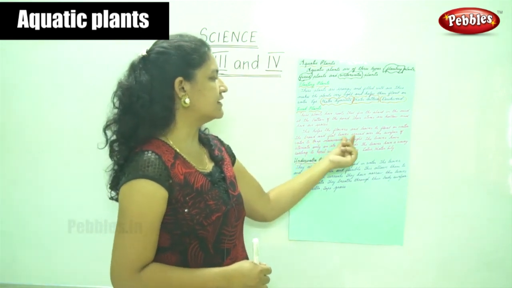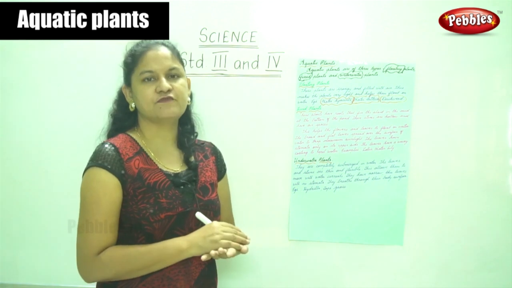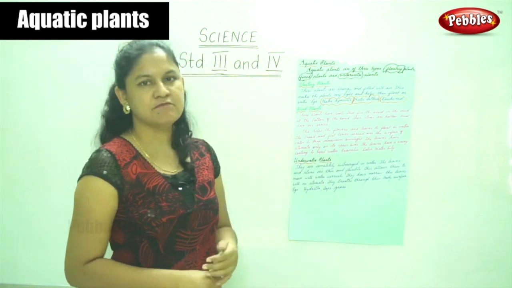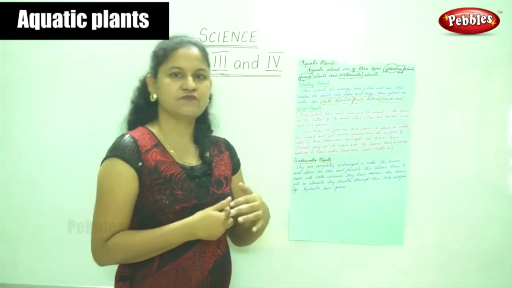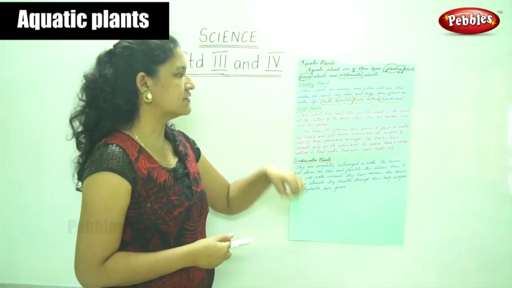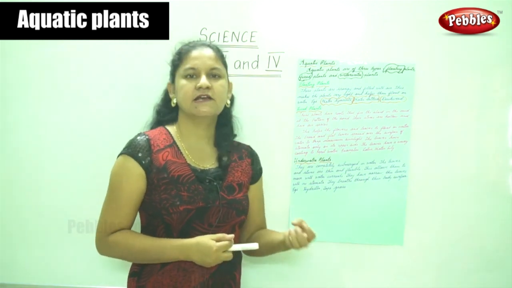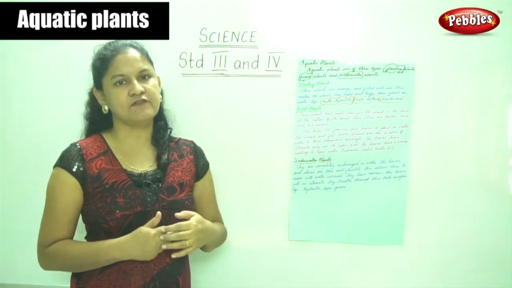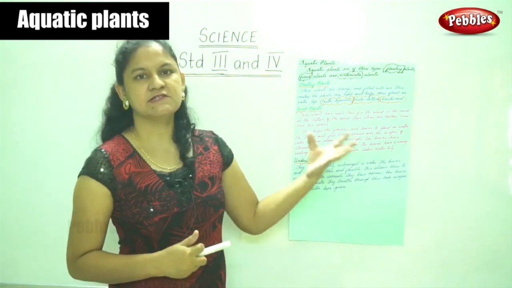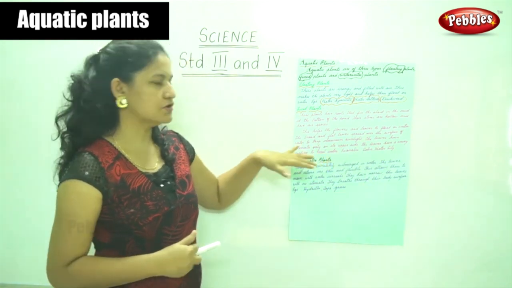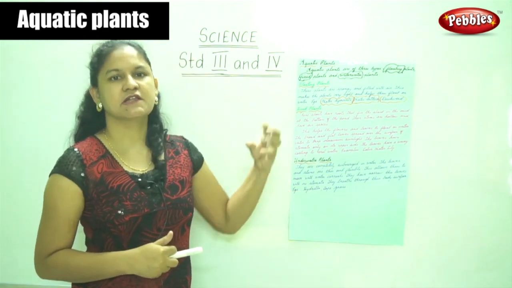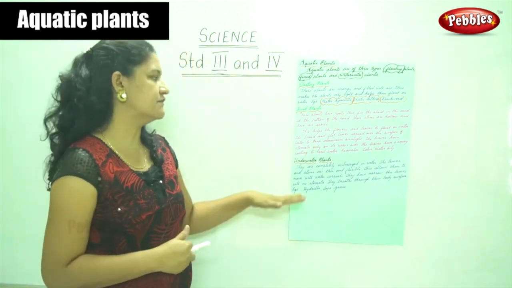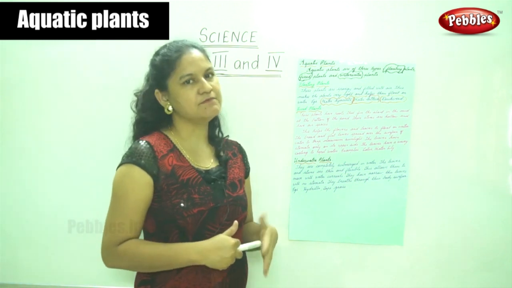The broad and flat leaves spread on the surface of water to trap maximum sunlight. So the roots of the fixed plant are buried in the mud at the bottom of the pond, and the stems are hollow with air spaces. So the flowers and leaves float on the top of the water, absorbing the maximum amount of sunlight.